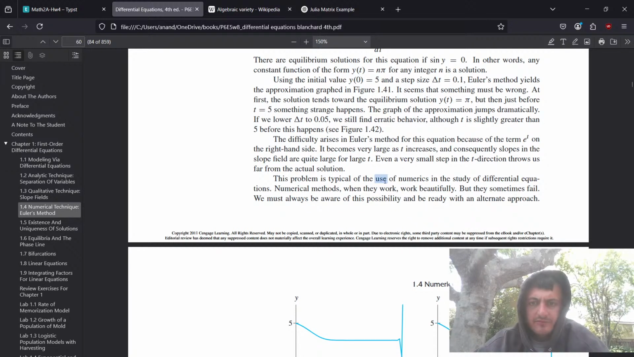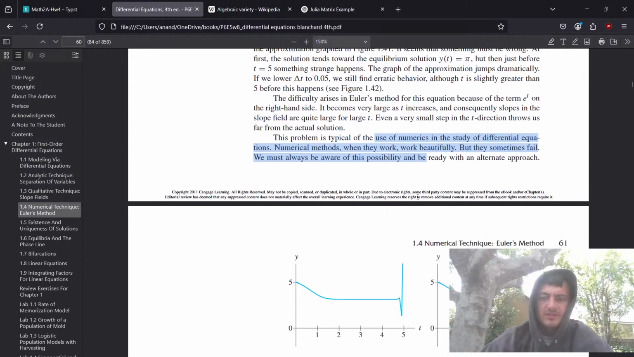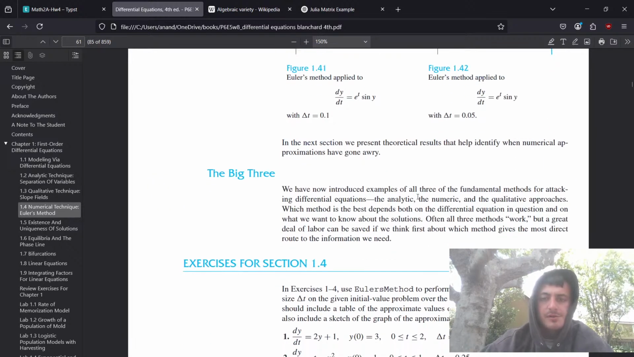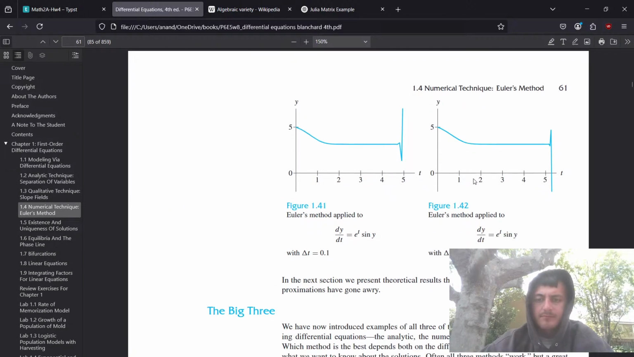This problem is typical of the use of numerics in the study of differential equations. Numerical methods work beautifully, but they sometimes fail, and we must be aware. Okay. Yeah, it's pretty nuts.